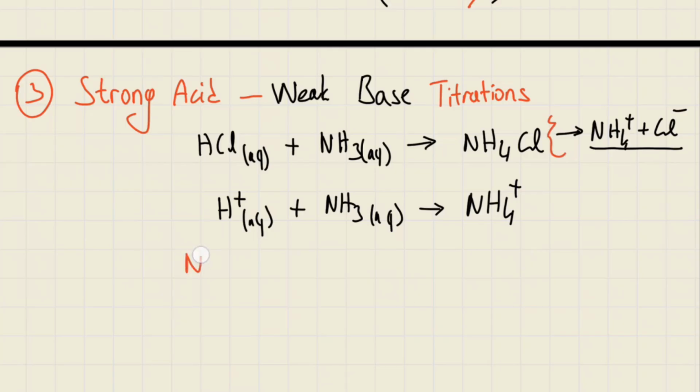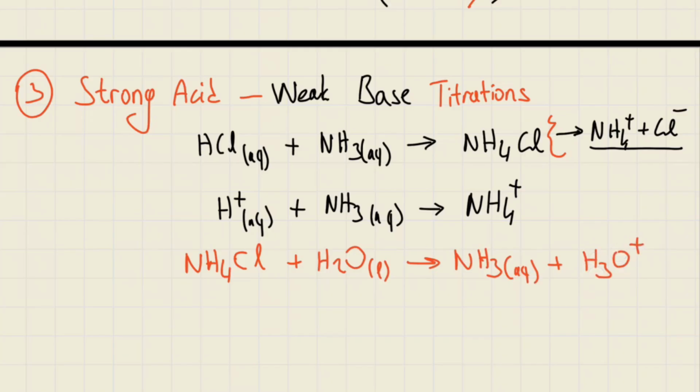Or we can write this reaction: NH4Cl plus water, which is liquid, gives NH3 aqueous plus H3O plus, and NH4 plus in aqueous solution can create, oh by the way this is an equilibrium reaction of course, can create NH3 plus hydrogen plus ions in water, and again it's a weak base.